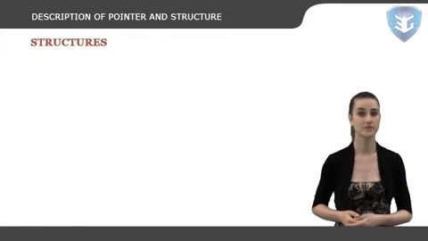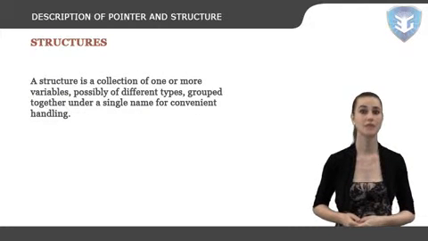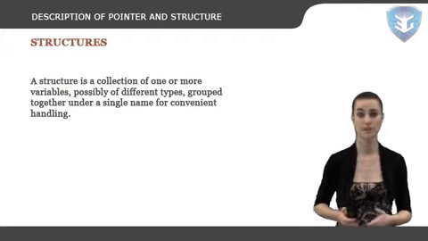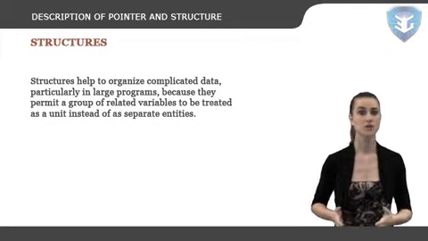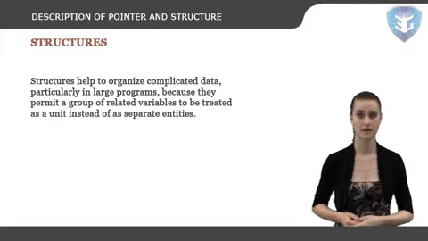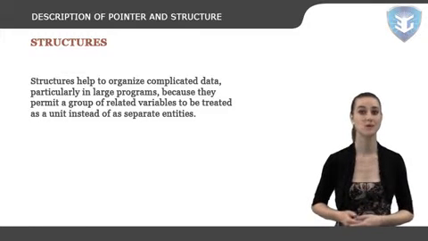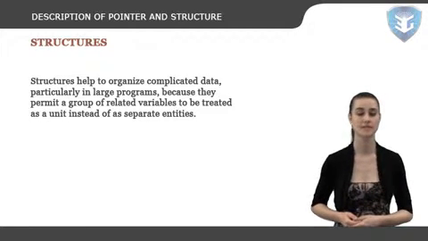Now let's explore the structures in C. A structure is a collection of one or more variables, possibly of different types, grouped together under a single name for convenient handling. Structures help to organize complicated data, particularly in large programs, because they permit a group of related variables to be treated as a unit instead of as separate entities.